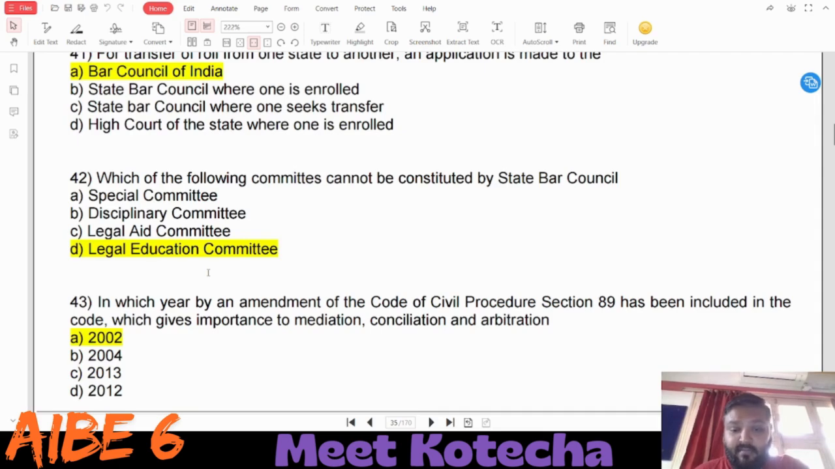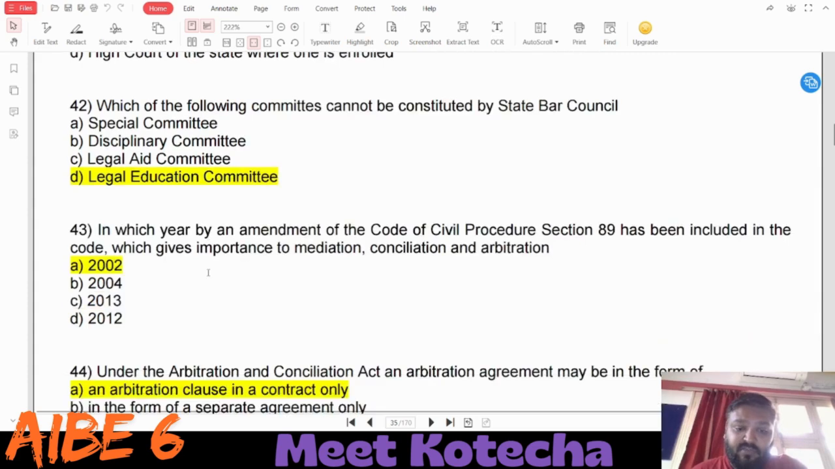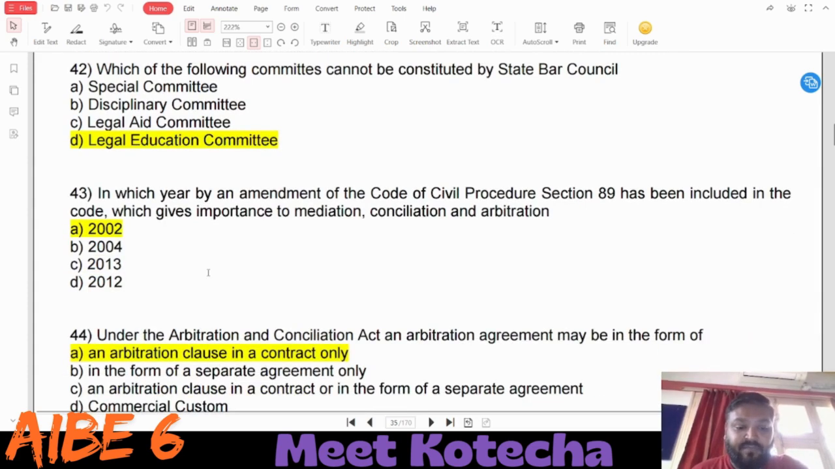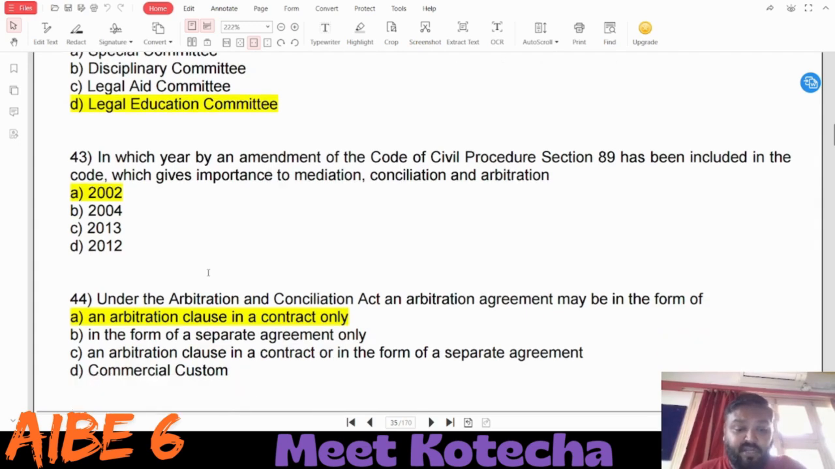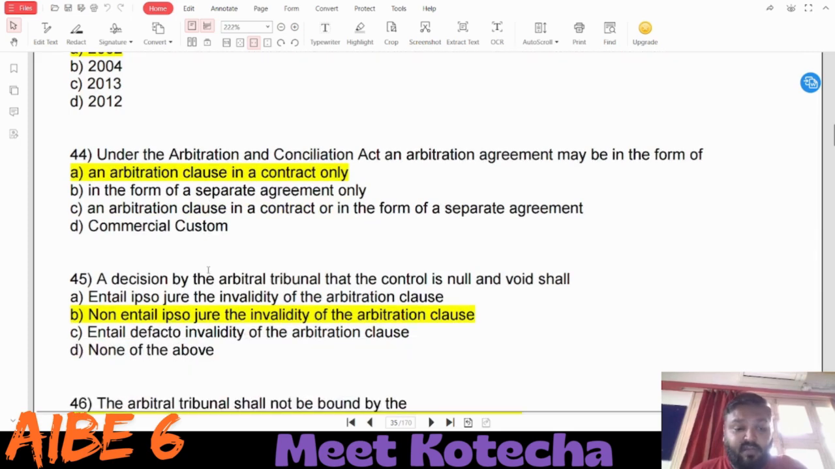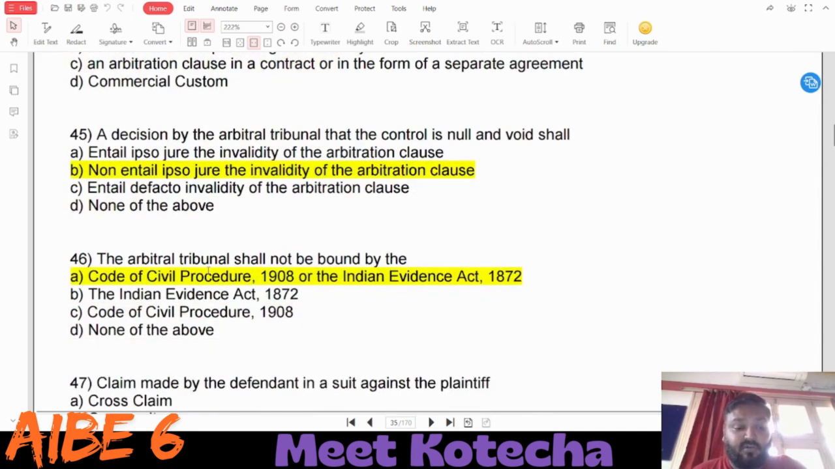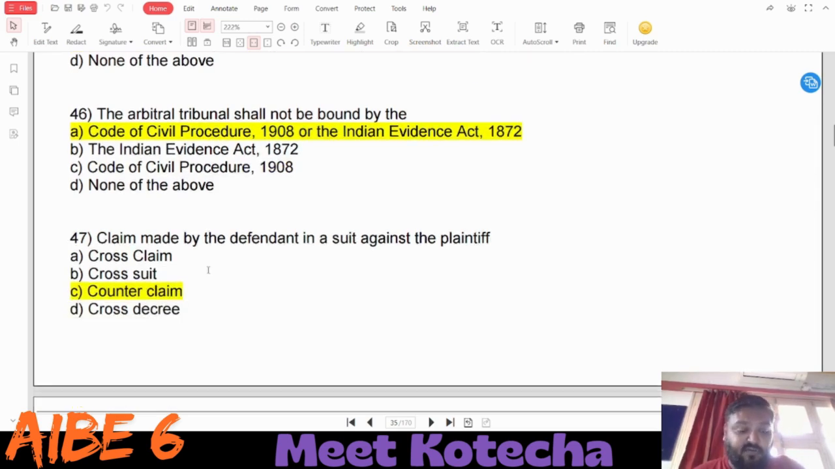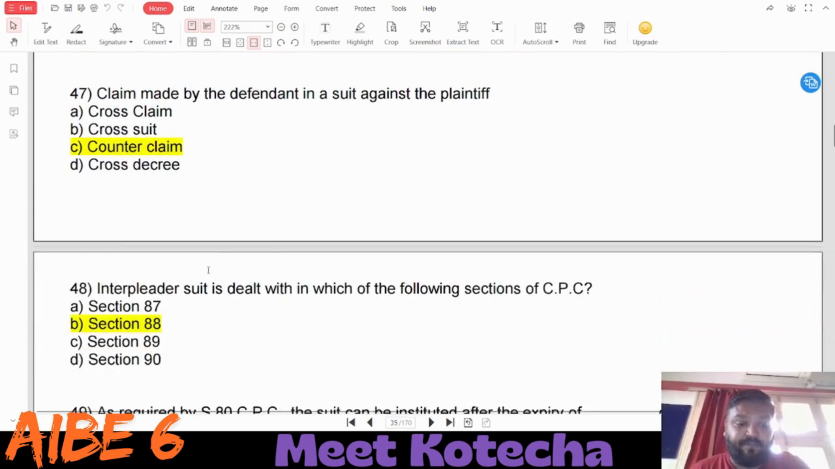In which year, and by an amendment of the Code of Civil Procedure, was Section 89 included in the Code, which gives importance to mediation, conciliation, and arbitration? 2002. Under the Arbitration and Conciliation Act, an arbitration agreement may be in the form of an arbitration clause in a contract only. A decision by the arbitral tribunal that the contract is null and void shall not entail ipso jure the invalidity of the arbitration clause. The arbitral tribunal shall not be bound by the Code of Civil Procedure 1908 or the Indian Evidence Act 1872. A claim made by the defendant in a suit against the plaintiff is a counterclaim.